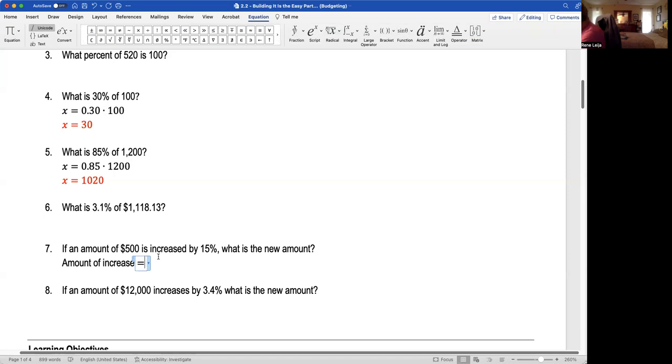So I want to know, what is the increase going to be? So 500 is increased by 15%. So I'm looking for 15% of 500.